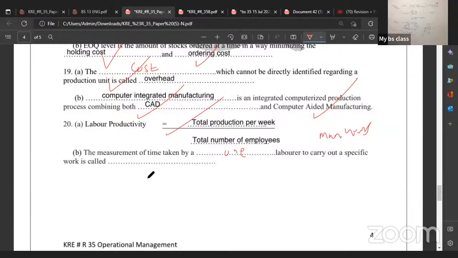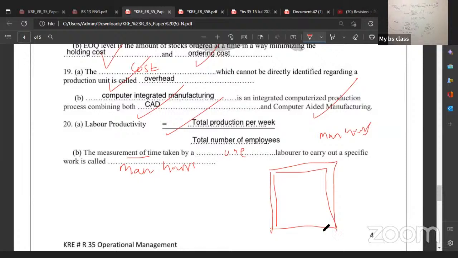The measurement of time, the hours part is something time related. Man hours, right? Now as an example, let's think of typesetting. We have to type a document, like the president's resignation letter. To type this letter takes 2 hours. So the measurement of time taken by one employee. Then we look at the total man hours.